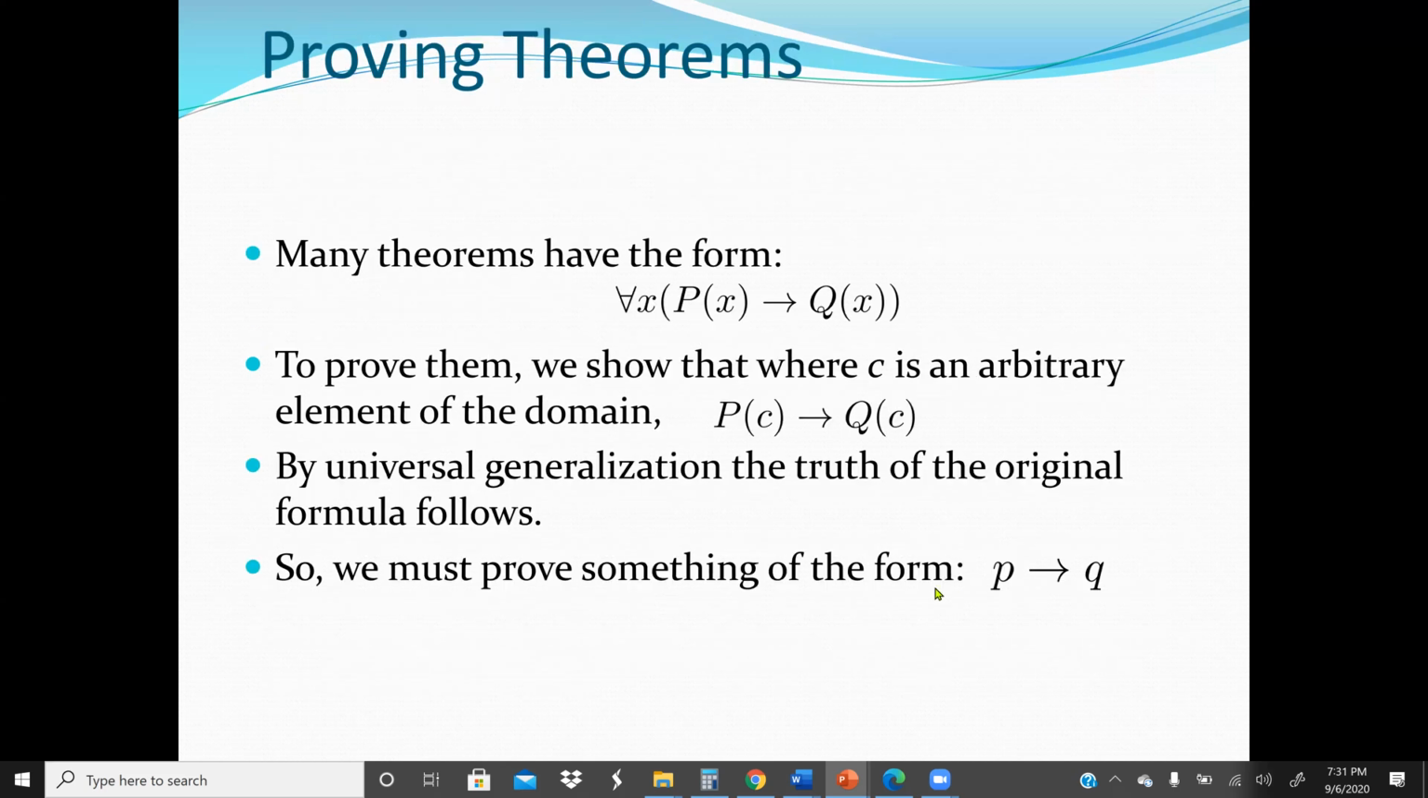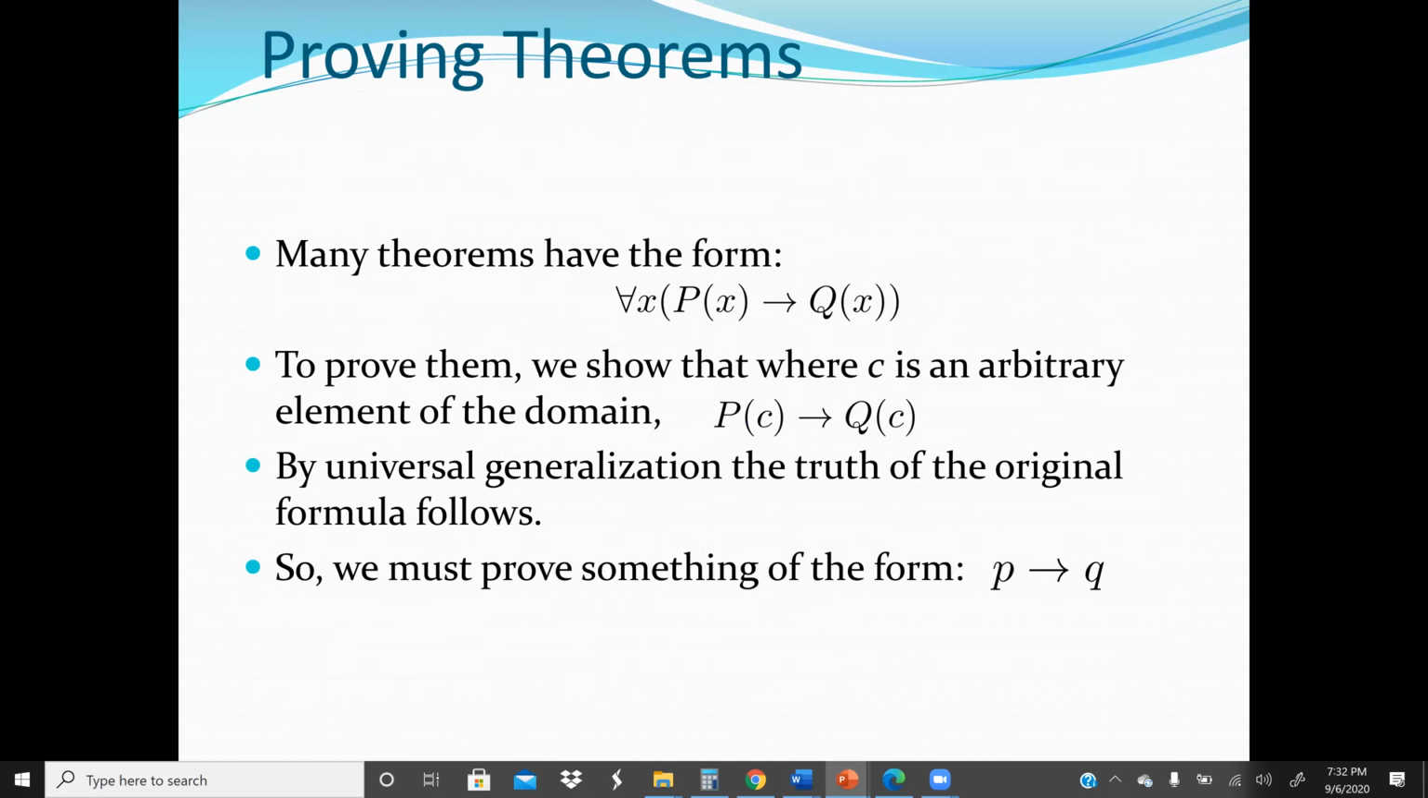Now, to prove theorems, many theorems may have a form like for all x, P(x) implies Q(x). Here we are saying that if P(x), then Q(x) for all x. So if x is an integer, then we can say from negative infinity to positive infinity. Now, to prove them, we show that where c is an arbitrary element of the domain. So here, to prove, we can say P(x) implies Q(x), which means if P(x), then Q(x). Then here we are saying that if P(c), then Q(c). And here we're trying to prove. So we can show that c can be any value.